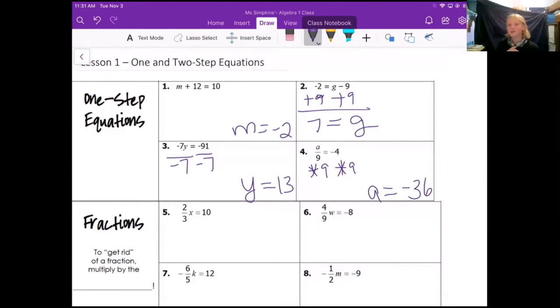All the variables are on one side and the numbers are on the other. The variable is on one side by itself. The numbers are on the other side by itself. Is that true in all 4 of those? So that's how I know I'm done. When that variable is all by itself on one side of the equal sign, and then everything else got moved over to the other side of the equal sign.